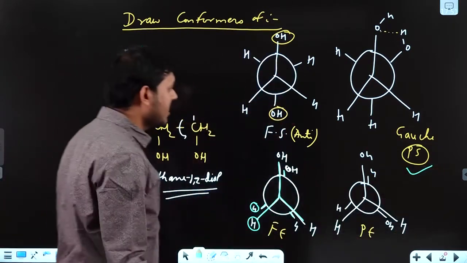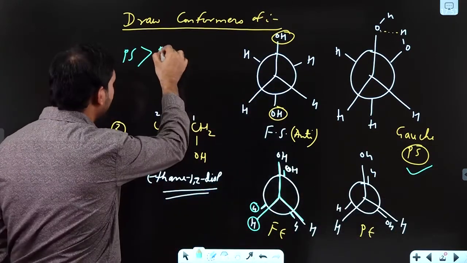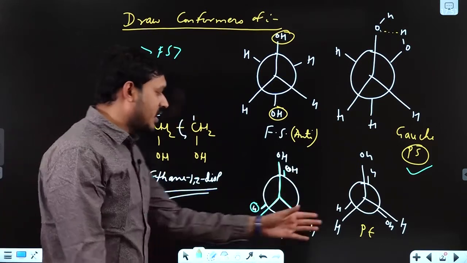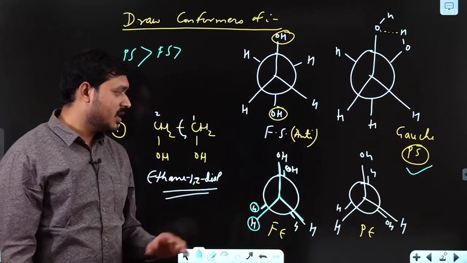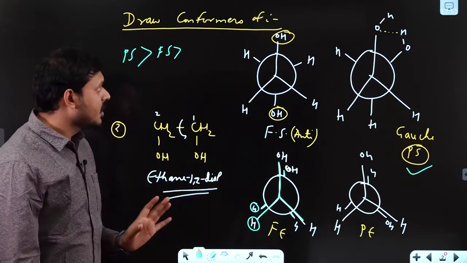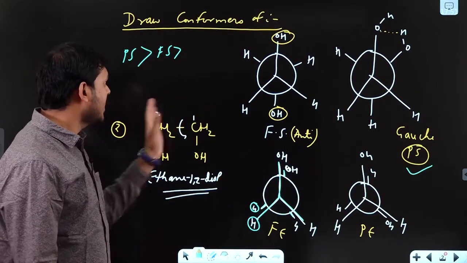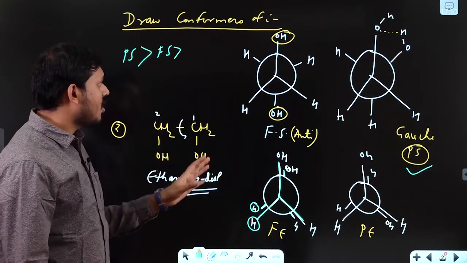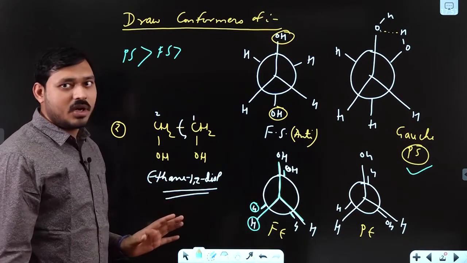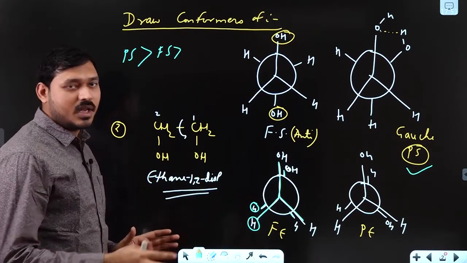Okay, after that you can say fully staggered form, then in these two cases partially eclipsed, then after that fully eclipsed, because the strain part is also available in this case, right? So I think you have understood this entire part, how to draw all four types of conformers and intramolecular hydrogen bonding. Now let's take some particular examples.